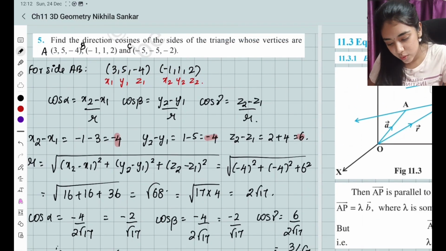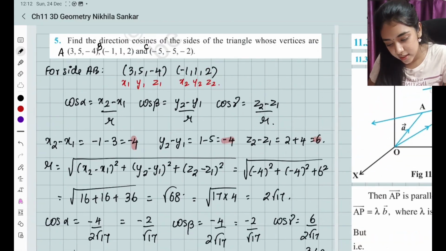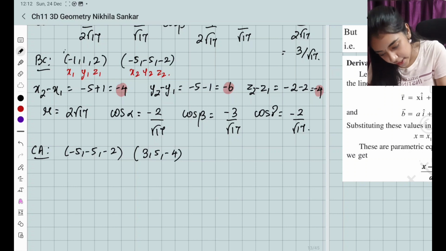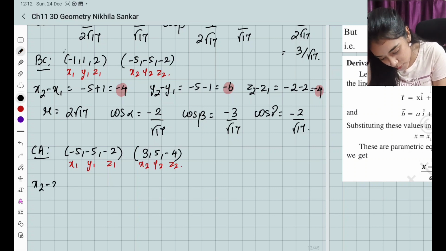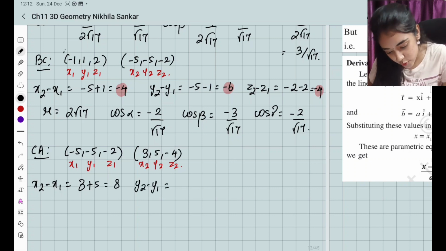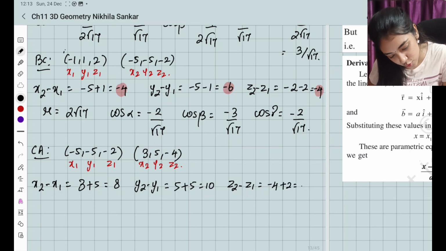Okay, CA பண்ணா என்னென்ன coordinates? Minus 5, minus 5, minus 2. இது C. A க்கு என்ன வருது? A க்கு I have 3, 5 and minus 4. Again, I'm going to name the coordinates x1, y1, z1, x2, y2, z2. Now, what is my x2 minus x1? x2 minus x1 is going to be 3 minus of minus 5, which is going to be 8. Then y2 minus y1 is going to be 5 minus of minus 5, which is 5 plus 5, 10. Then z2 minus z1 is going to be minus 4 plus 2, which is minus 2.